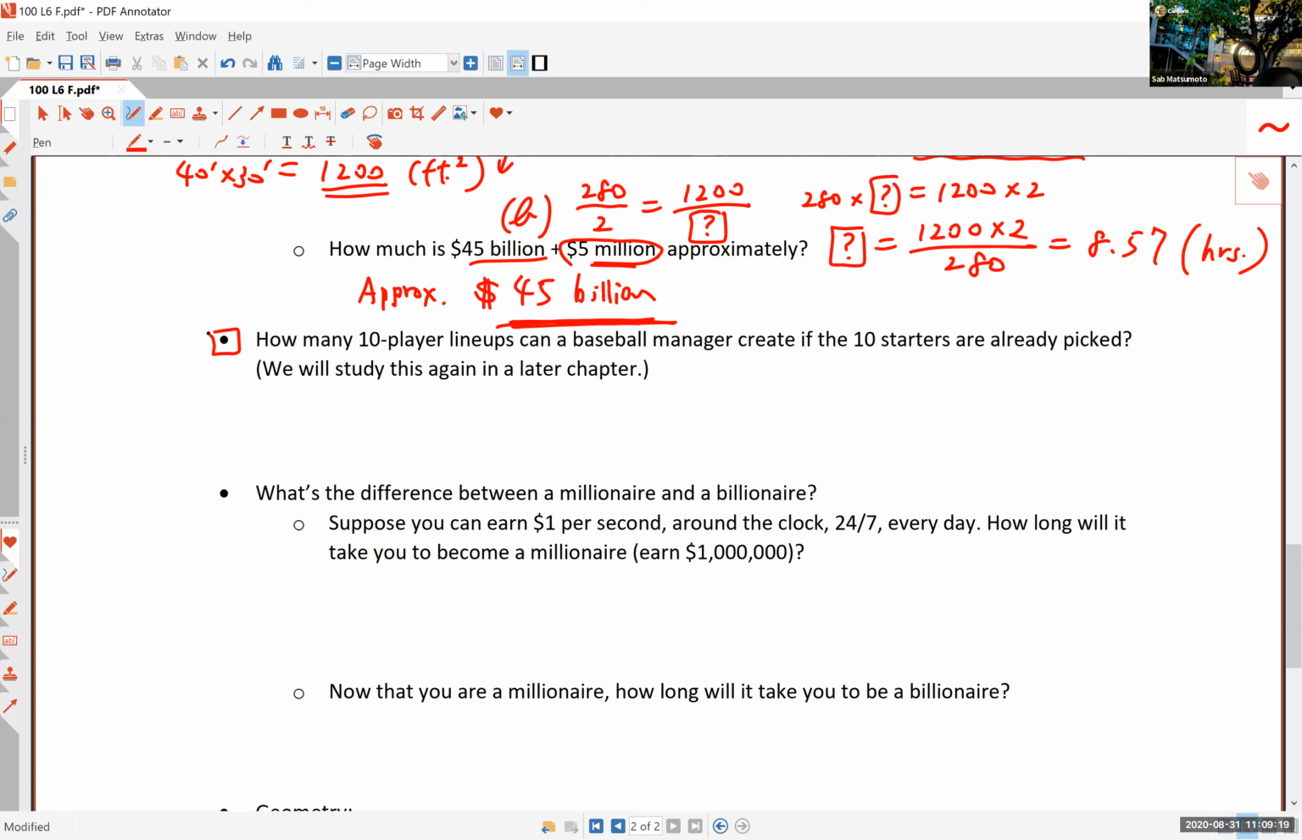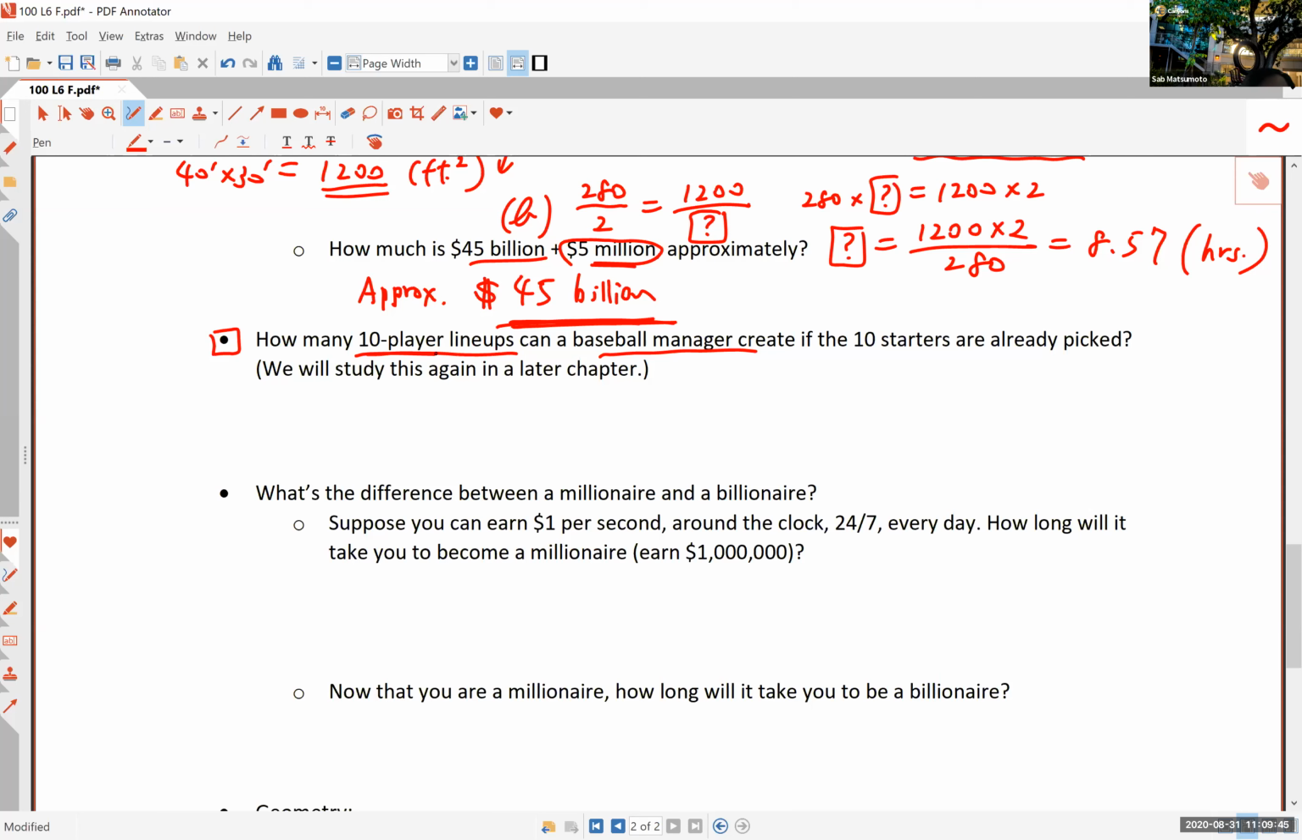If you have a 10-player lineup, like in Major League with a designated hitter, you have 10 players on the starting lineup of a baseball game, okay? And if you are the manager of that team and you know which 10 players will start, now, in how many ways can you order them in a lineup?